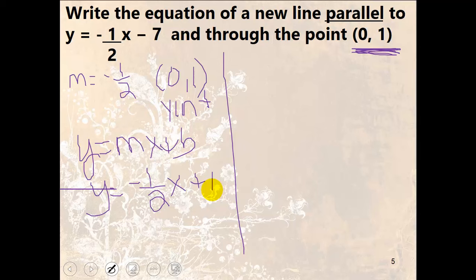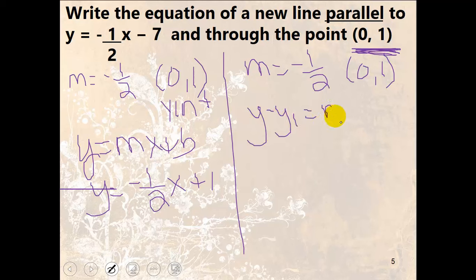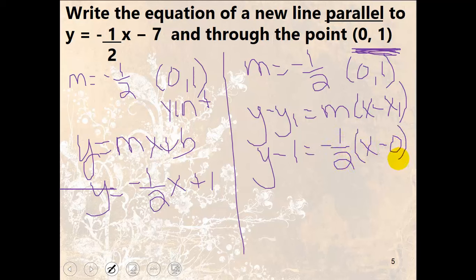If I hadn't remembered, I could go the long way, and I could start at the same point here, but I could go into y minus y1 equals m times x minus x1, and everything will come out in the wash just fine. y minus 1 equals negative a half times x minus 0. Distribute negative 1/2 x plus 0, and then add 1. See how we get the same answer?